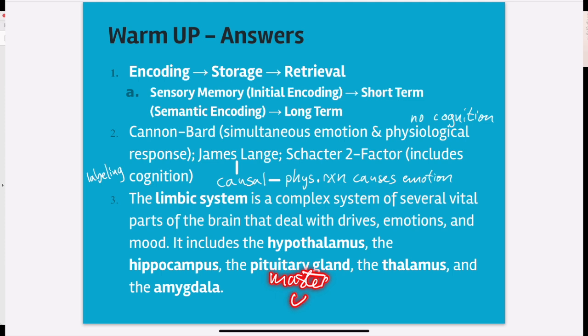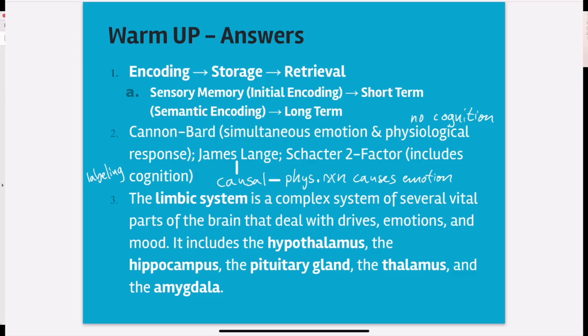The limbic system deals with memory. It deals with emotions. It deals with drives. So you have the hypothalamus. It controls our growth and it controls the functions within our body, particularly the sympathetic nervous system. The hippocampus, which is primarily focused on memory. The pituitary gland, which deals with growth, which is the master gland. The thalamus, which is the relay system that sends our senses to the appropriate lobes for perception. And the amygdala, which deals with feelings of emotion.